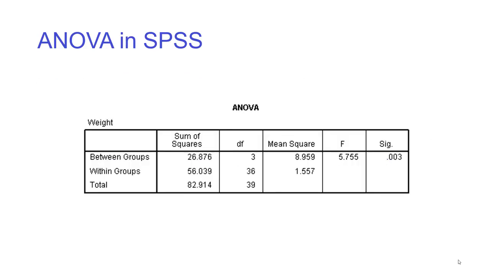SPSS will then give you this ANOVA table, which you can see is exactly the same as the one that you got by doing it by hand. So what you've got is your sum of squares for the between, within and total. You've got your degrees of freedom, 3, 36 and 39. Your mean squared difference is 8.959, 1.557, and your F statistic of 5.755, and its significance is actually 0.003.